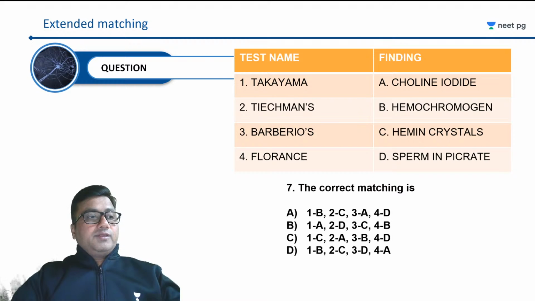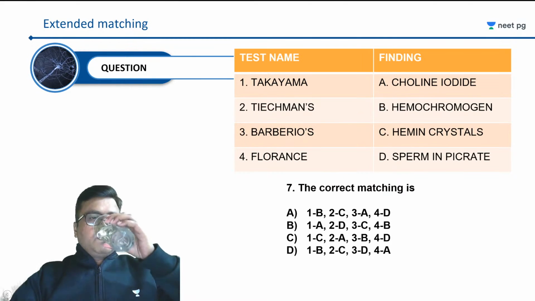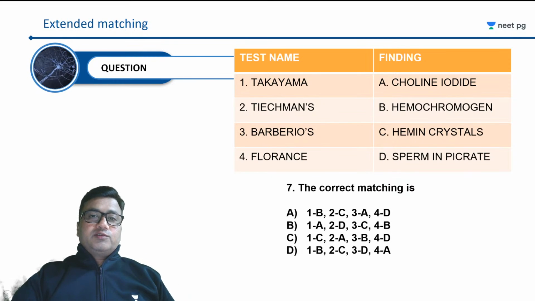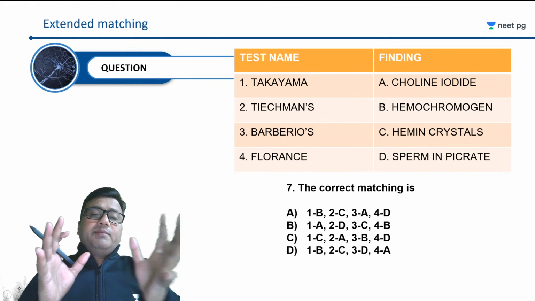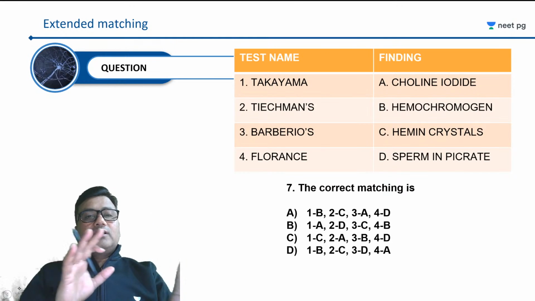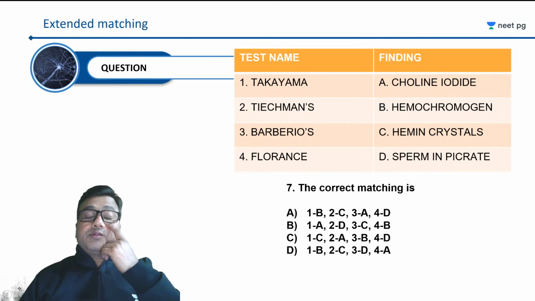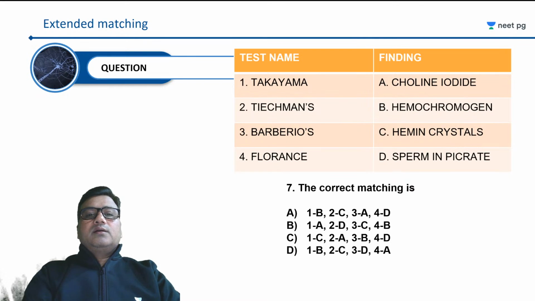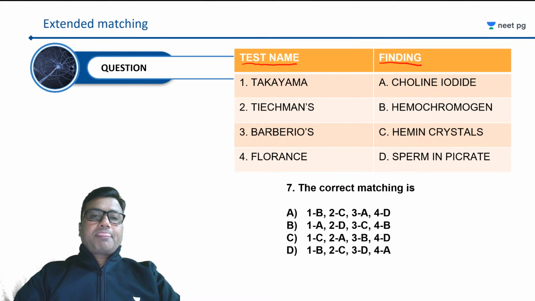Okay, now we see another kind of question format, which is called an extended matching question format, where a table is given containing two different columns, and we need to match the contents of the columns correctly. Let's try and do this question. It takes a little more time sometimes. In column number 1, names of certain tests are given, and in column number 2, certain findings are given. We need to match the test with its appropriate finding.